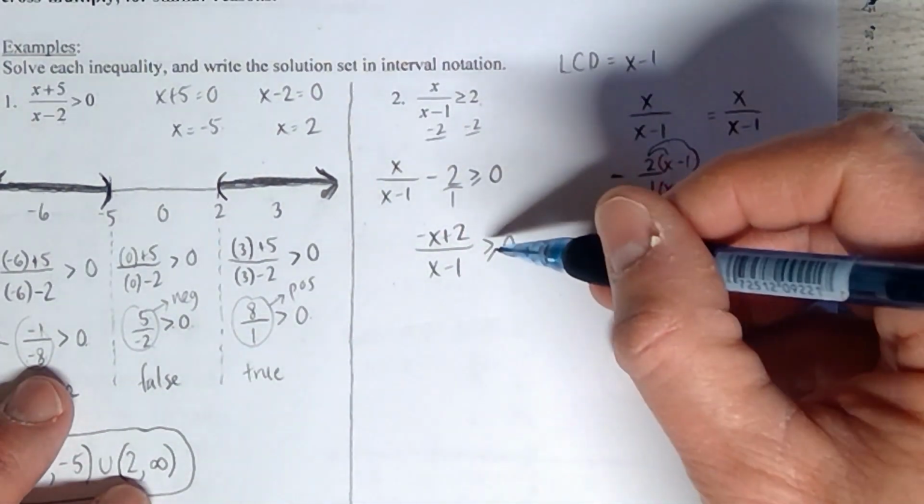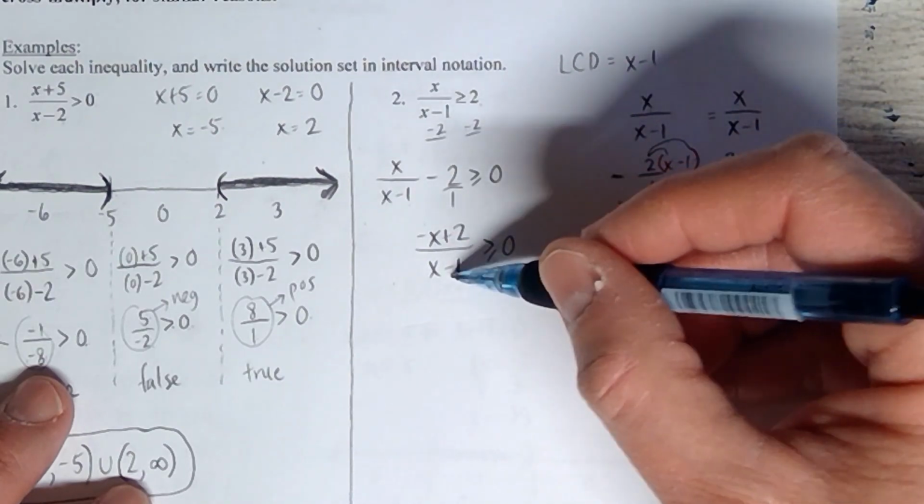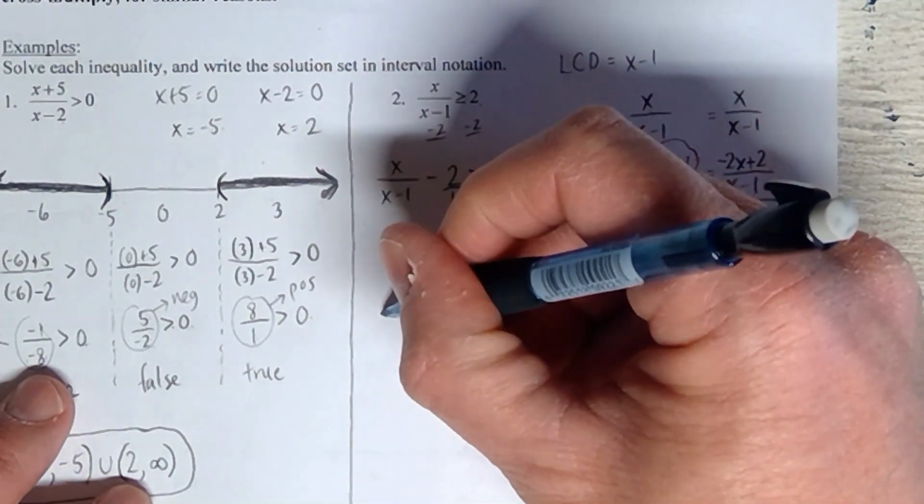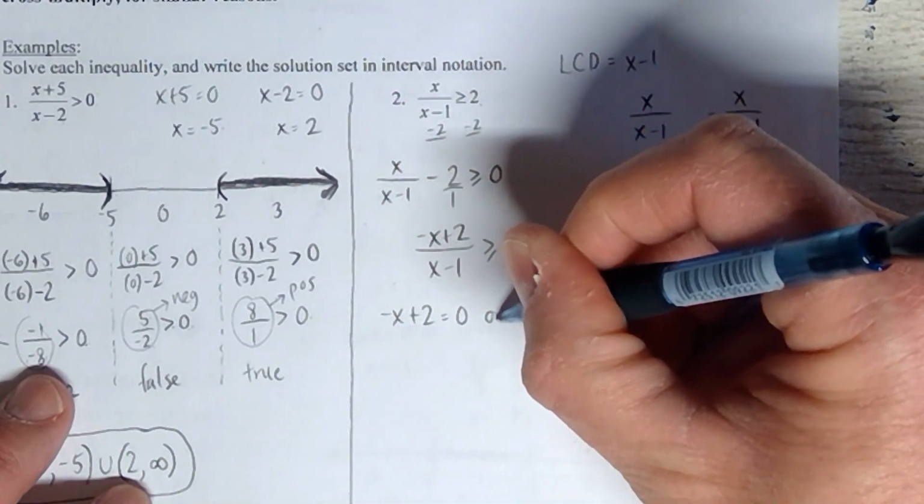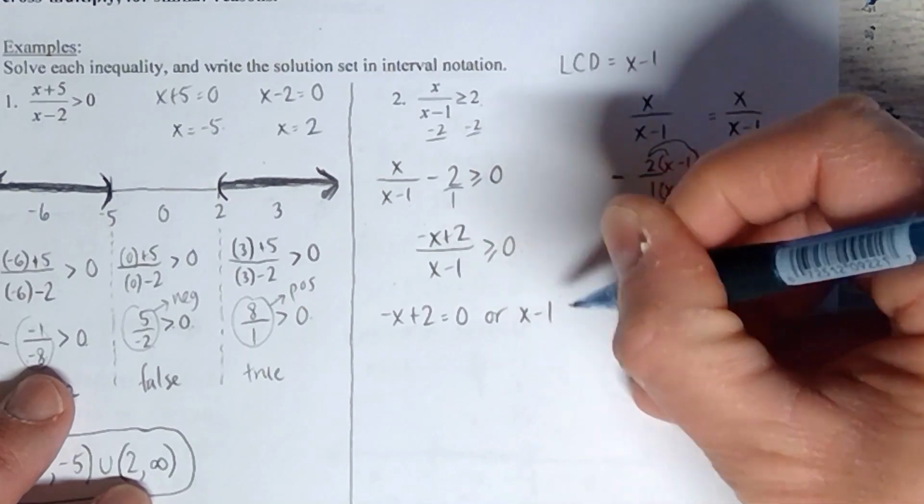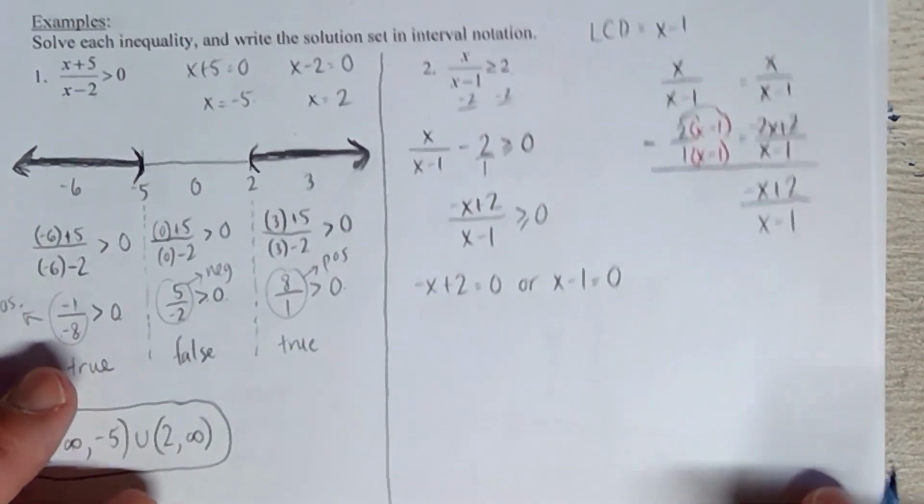So now what do we do? Now, because it's an inequality with the single fraction and then the 0, we do that thing like we did in problem number 1 where we set the numerator equal to 0. We set the denominator equal to 0. And we solve those resulting linear equations that we get.